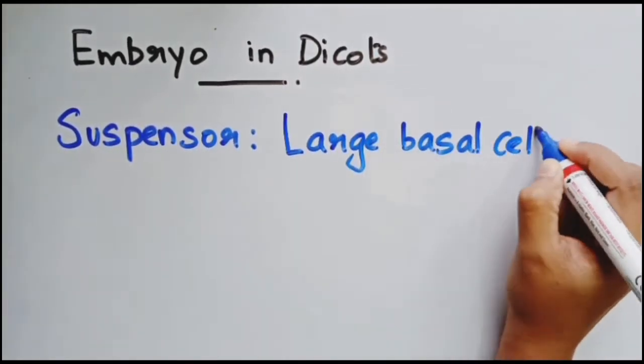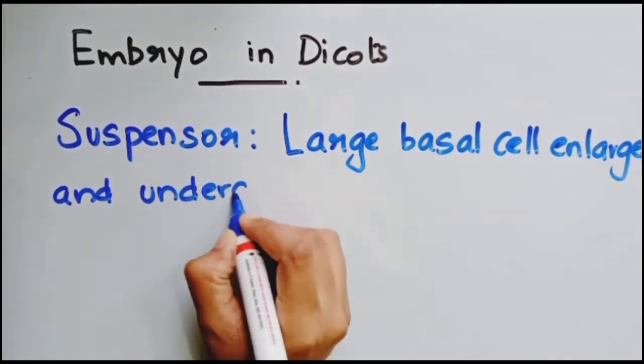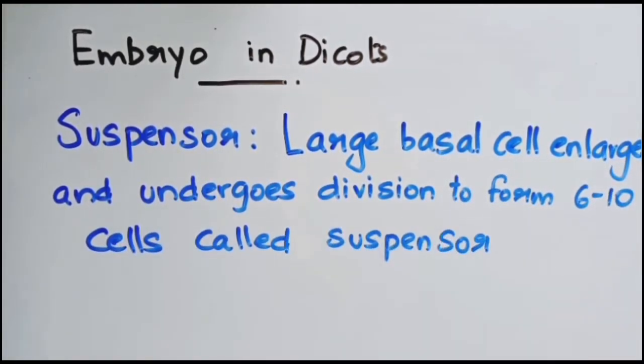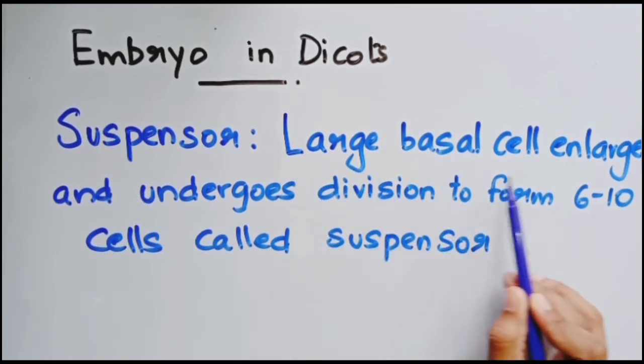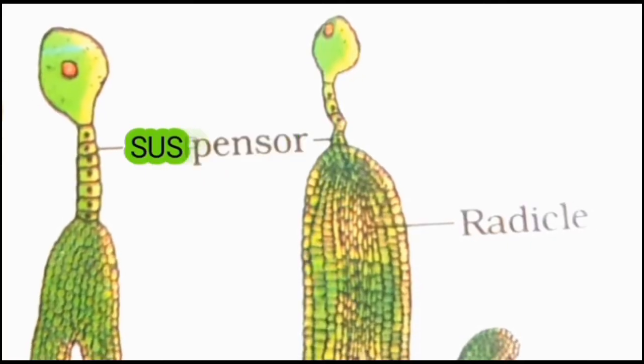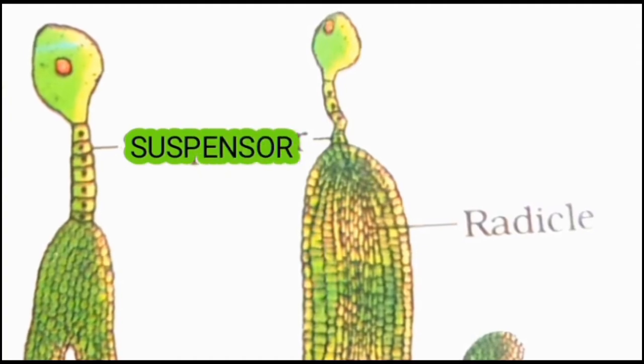Now we can learn about the suspensor. The large basal cell will enlarge and undergo transverse division to form 6 to 10 cells called a suspensor. Now you can see the diagram of suspensor cells.